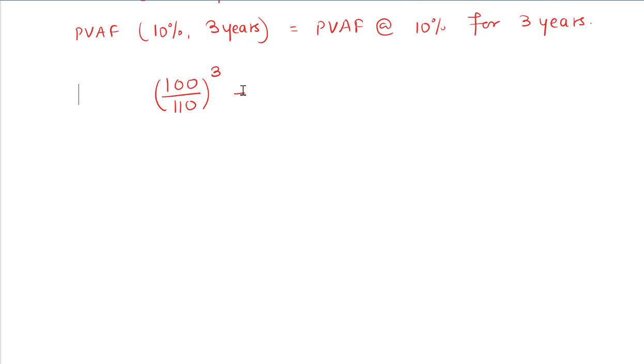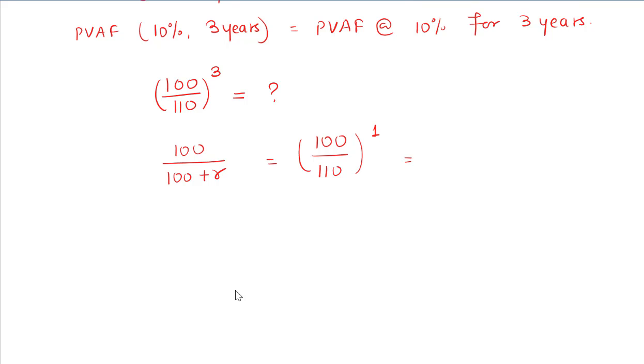Let's try to find this. So it would be 100, basically 100 plus R. R is 10%. So 100 divided by 110 to the power of 3. This is power 1. So do it on your calculator: 100 divided by 110.